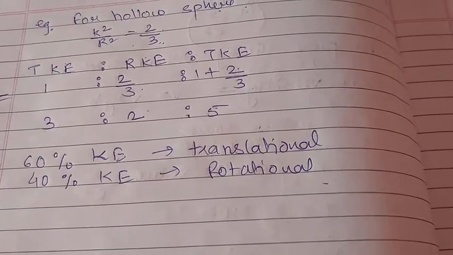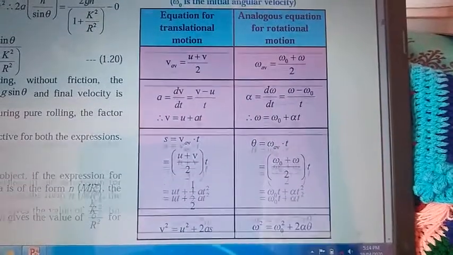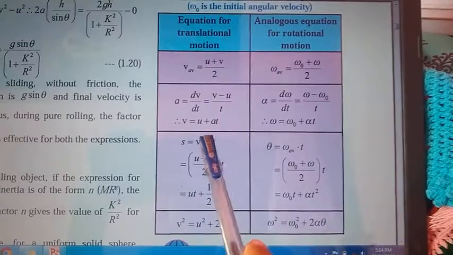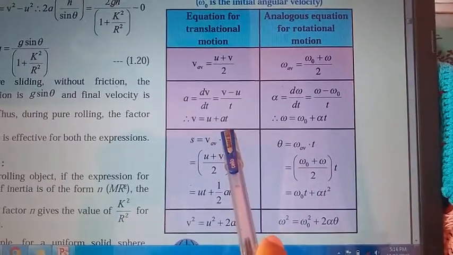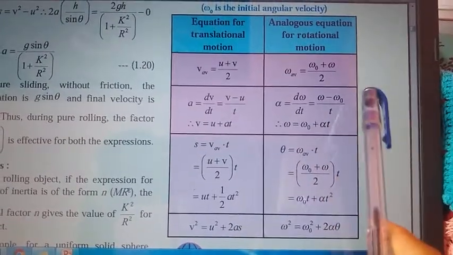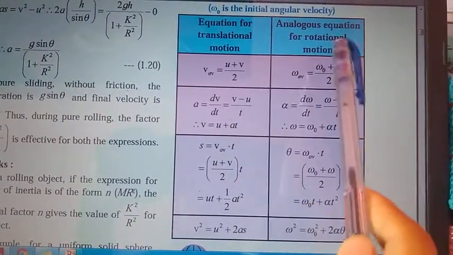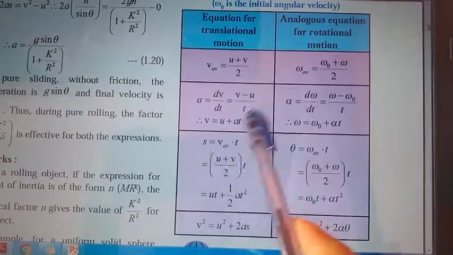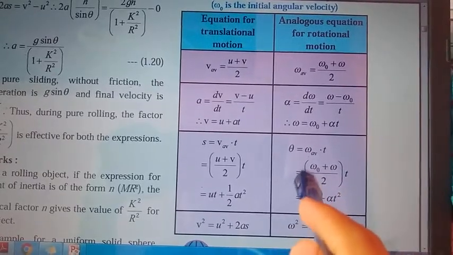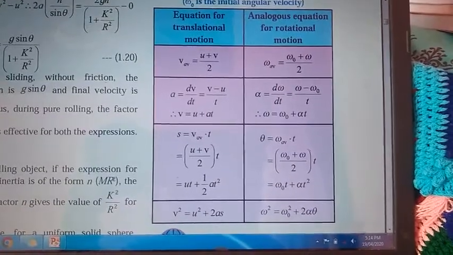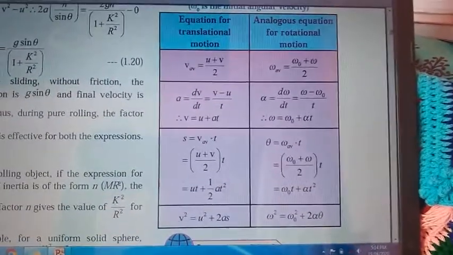So as you can see in your textbook, there are a few basic things. As you can see this table, it is very important. This table gives you the relation between the kinematic equations in case of translational motion and their analogy in rotational motion. So you can see that the velocities are replaced by omega, and the acceleration is replaced by angular acceleration alpha. I want you to study these equations thoroughly. You can take it as a part of your homework. So this table is important.